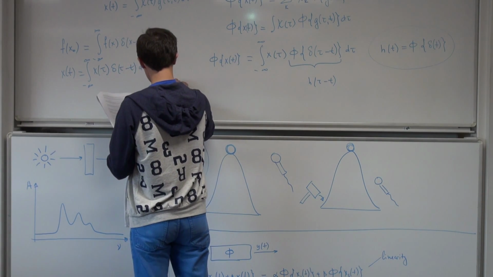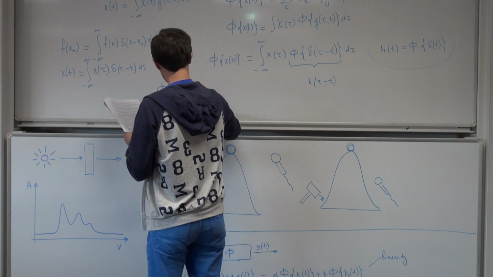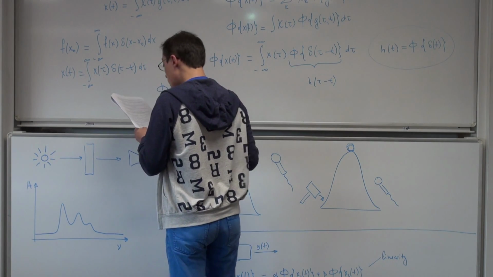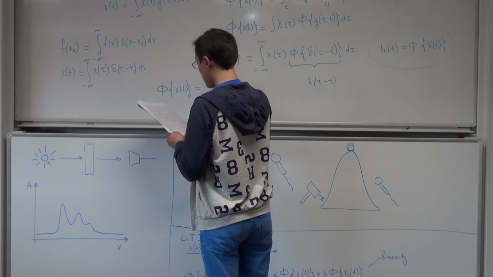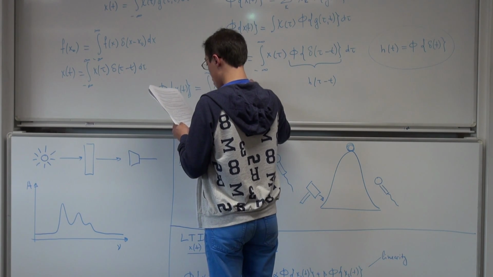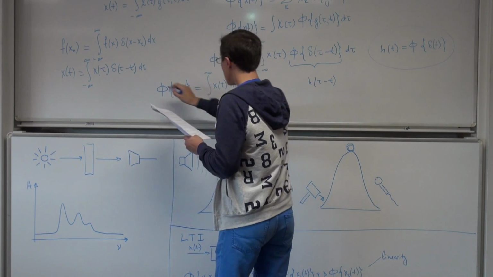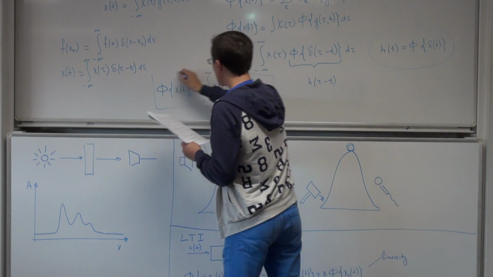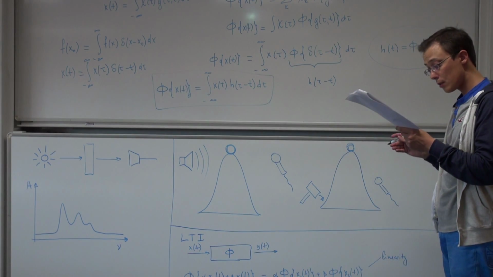And so finally what we get out of this is the so-called convolution integral. So phi applied to any signal x of t is equal to the convolution of that signal with the pulse response. Integral from minus infinity to infinity, x of tau, h of tau minus t, d tau. So in the trade, such an integral is known as a convolution integral.